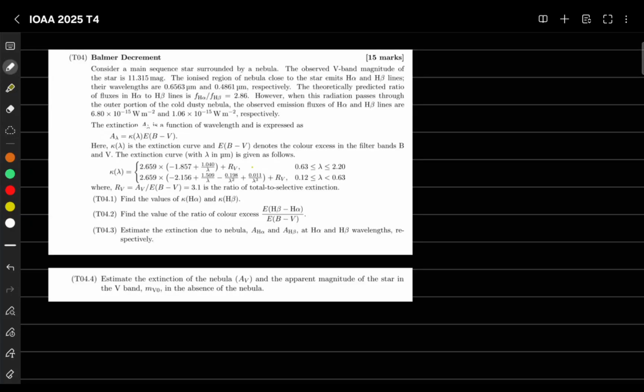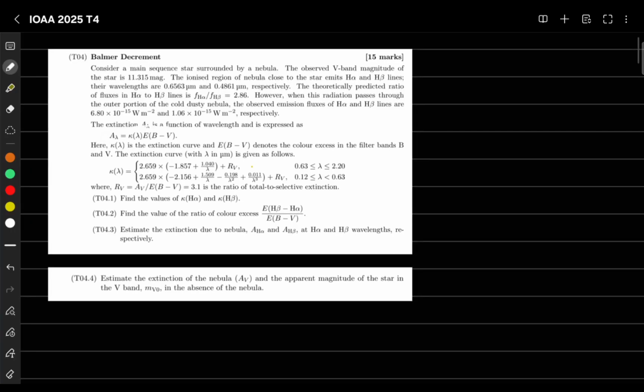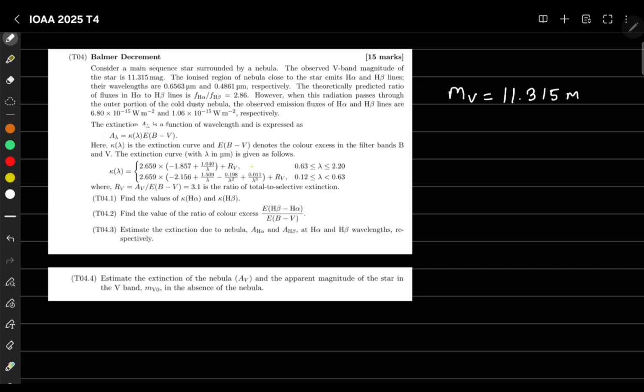Hello everyone. Today we will be solving question number 4 from IOAA 2025 theory part. It's based on extinction and stellar physics, and it's called Balmer decrement. Consider a main sequence star surrounded by a nebula, and the observed V band magnitude of the star is 11.315 mag.